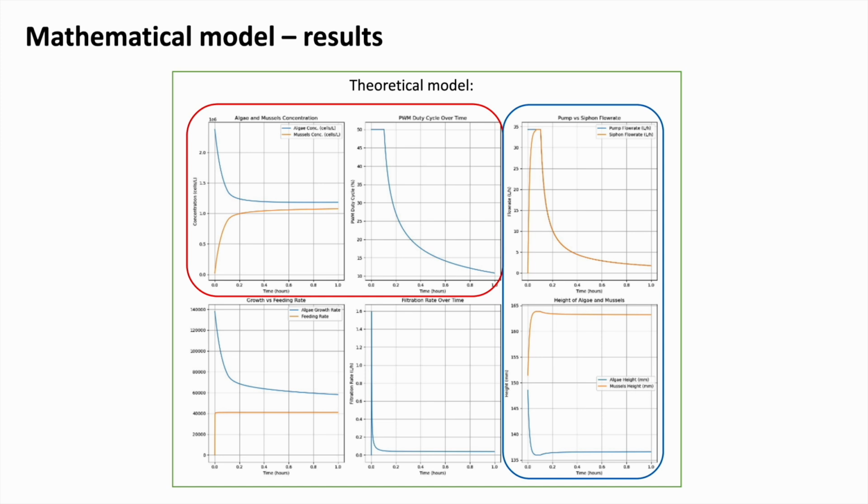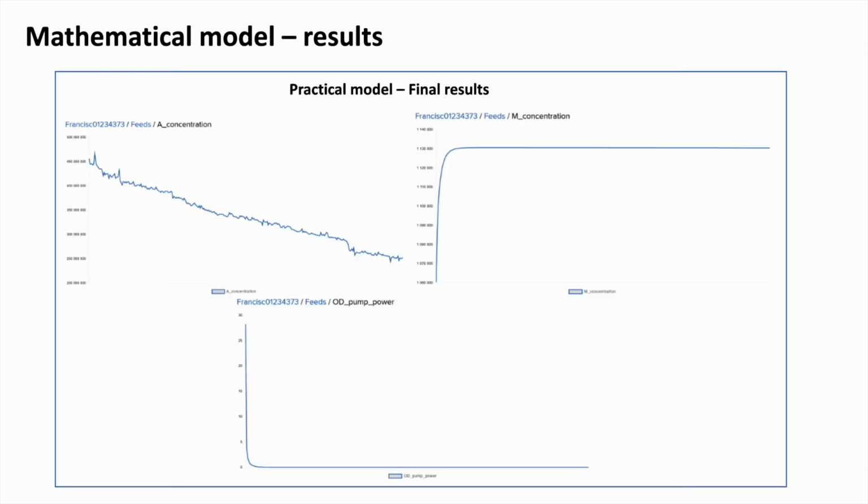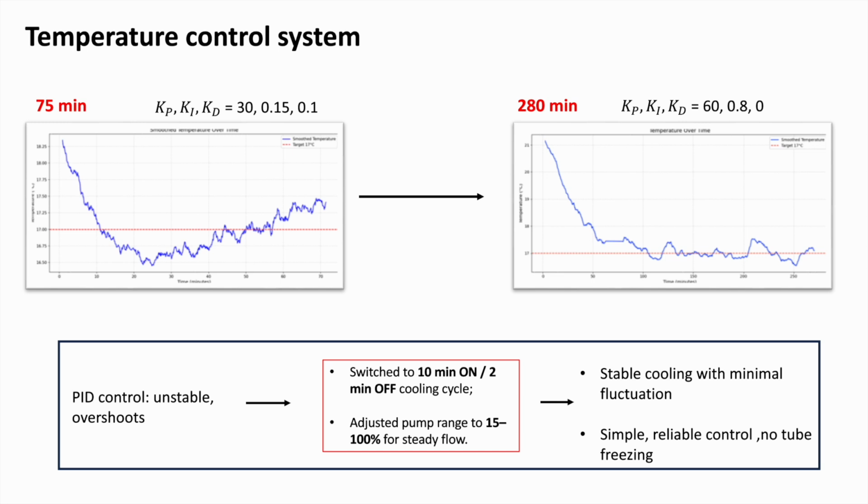Afterwards, tuning the model with actual OD measurements, these are the obtained results from a practical model and the overall experiment. To regulate the mussel bucket temperature at 17 degrees, we used the PID controller. The initial 75-minute test on the left showed excessive cooling and oscillations, indicating underdamped tuning.